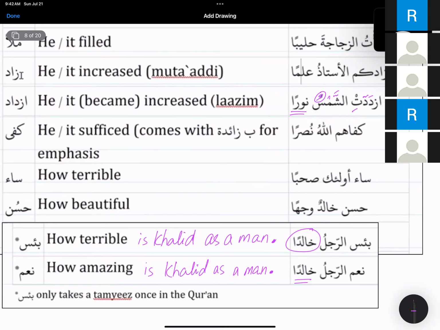Sorry, someone was asking something. Yes, ma'am? Na'am, ma'am, na'am means yes. No, it's ni'ma. Okay, it is ni'ma. This is different. Na'am is different. This is bi'sa. Bi'sa means how evil or terrible, and the opposite is ni'ma, how best or how amazing. Opposite of each other, no? Opposite of each other.